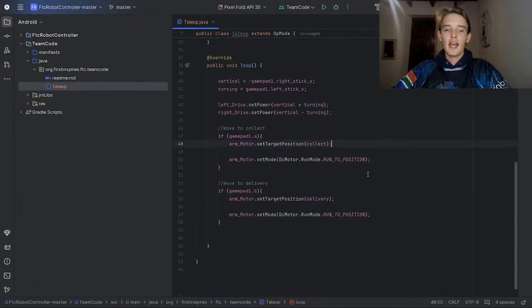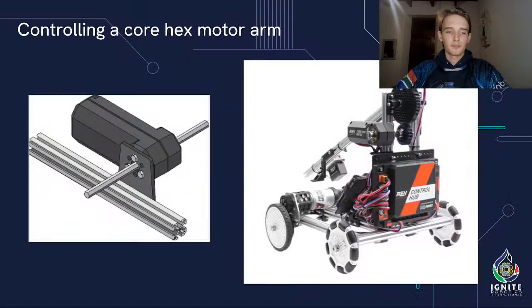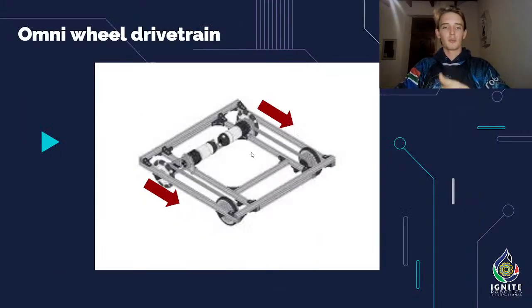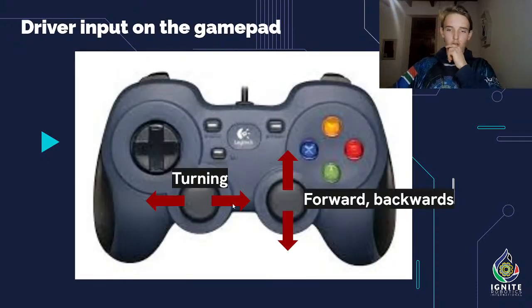So now that we got that, the driver can now, in our code, move the drivetrain like shown here. They can move it forward or backwards, or turn right or left.